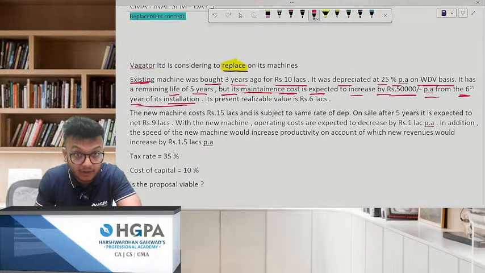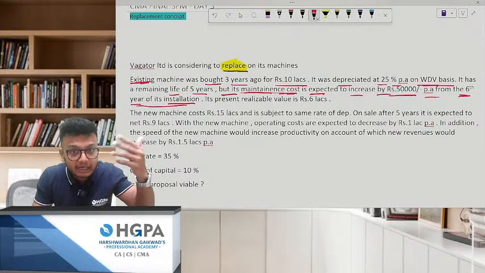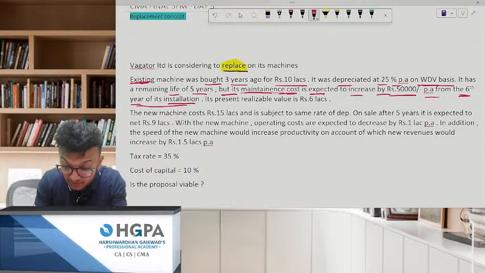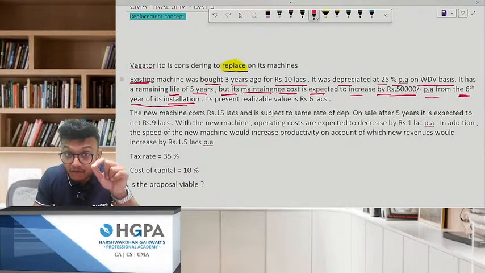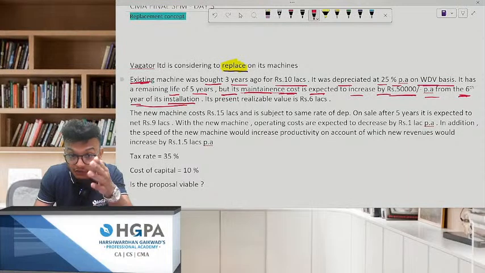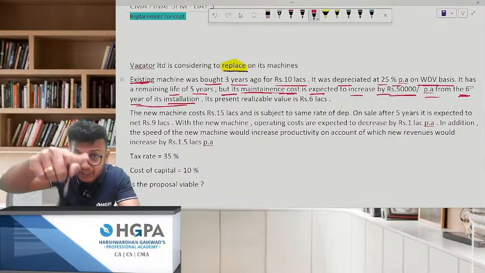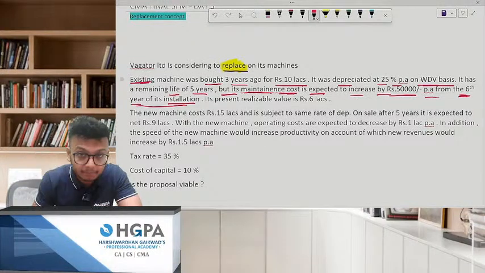Very important. What are you telling? The existing machine's cost is going to increase by 50,000. But from where? From the 6th year of its installation. Boys and girls, we are standing at the end of third year. So 4, 5 and 6. I'll draw the timeline. From the 6th year onwards, 50,000 per annum is going to increase if you continue your existing machine.